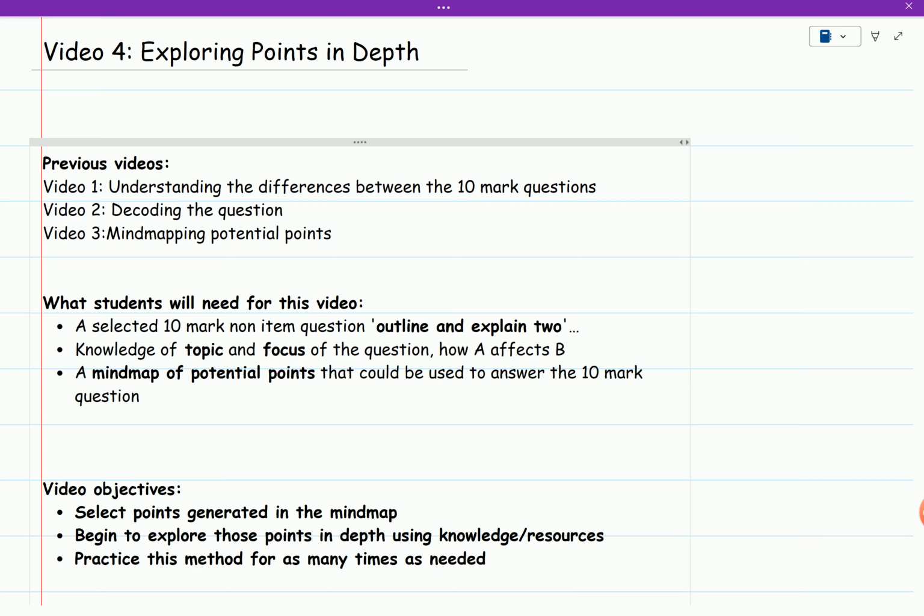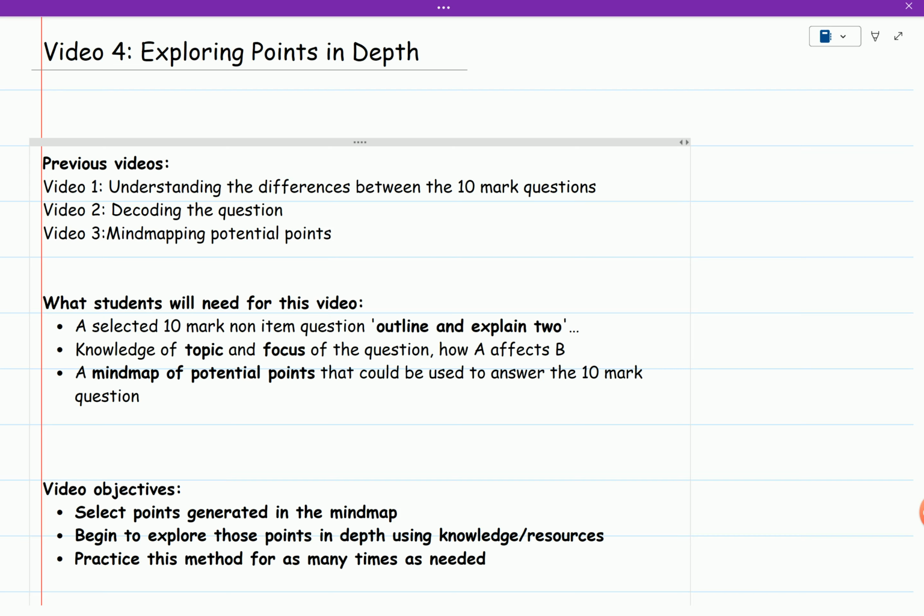But video 4 is going to be focused on taking those points from the mind map and selecting a few and really going into depth as to how they help answer the question or how they link to the question. So for this video, what you'll need is a selected 10-mark non-item question.